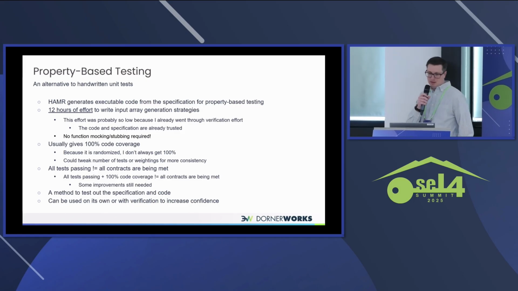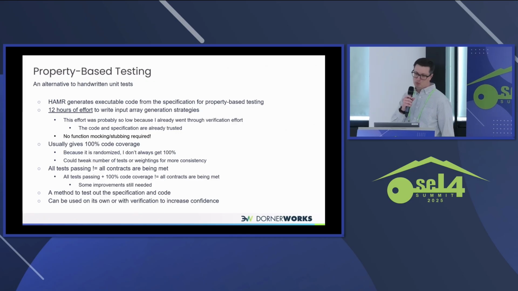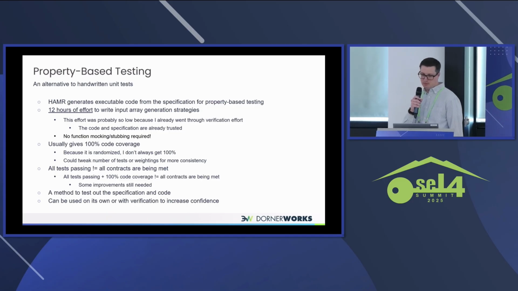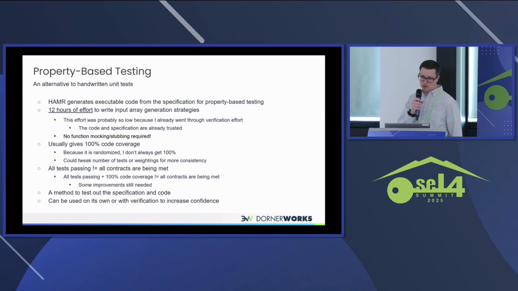And then yet another approach that we took was the property-based testing, which is a nice alternative to handwritten unit tests. And so, like I stated, HAMR generates executable Rust code from the specification for the purposes of property-based testing. It took me about 12 hours of effort to write input array generation strategies to coerce the frames into usable values for testing.